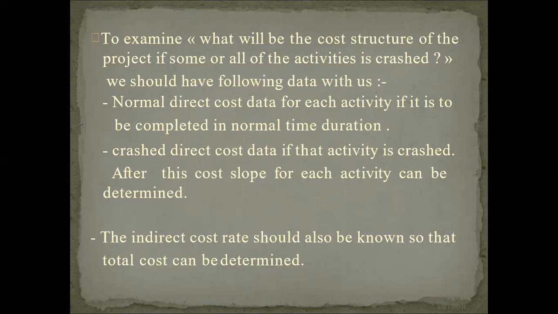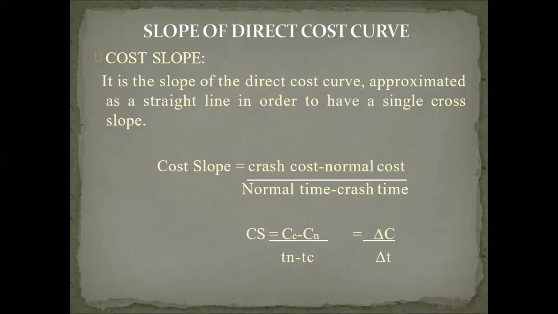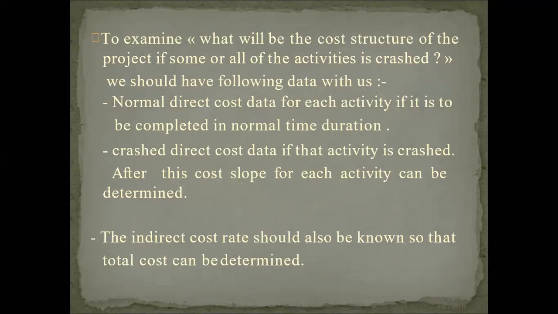After this, cost slope of each activity can be determined. So we have to first find out the cost slope. So for that formula we have gone through, so that formula we have to use. So the formula is Cc minus Cn, that is crash cost minus normal cost, divided by normal time minus crash time, Tn minus Tc. So this formula we have to keep in our mind to find out the cost slope.